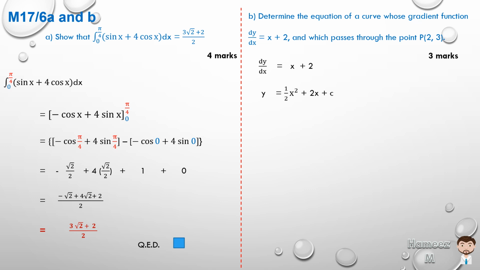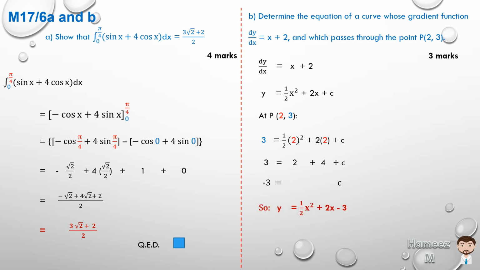And if we look at that equation that we've written, we have three unknowns, y, x, and c. And we can solve for c because at the point P, we know the values for x and y are 2 and 3. So let's substitute. 3 is equal to half by 2 squared plus 2 by 2 plus c. So 3 is equal to 2 squared is 4, half of 4 is 2, plus 2 2s are 4, plus c. So 2 and 4 is 6. I carry the 6 across. 3 minus 6 is minus 3 is equal to c, which is the constant of integration.